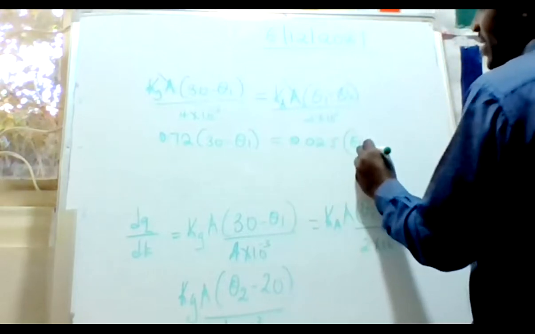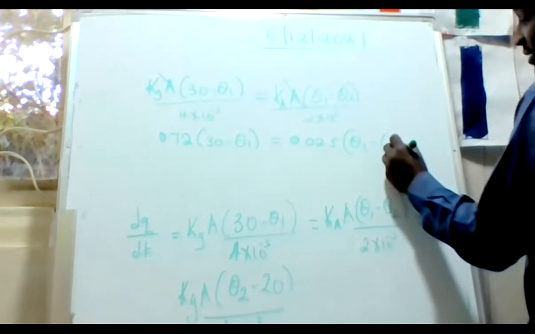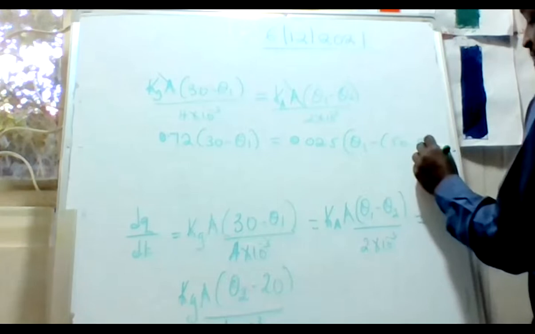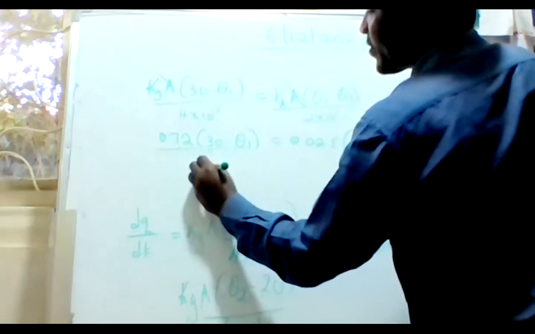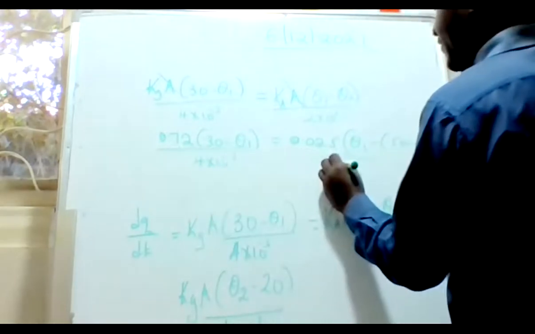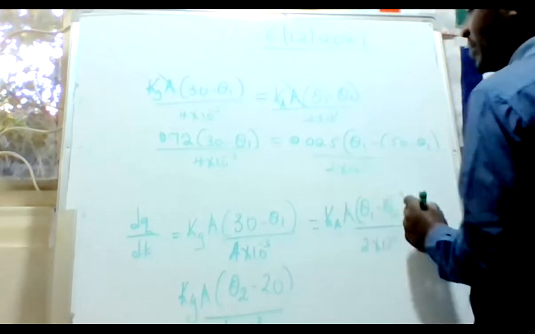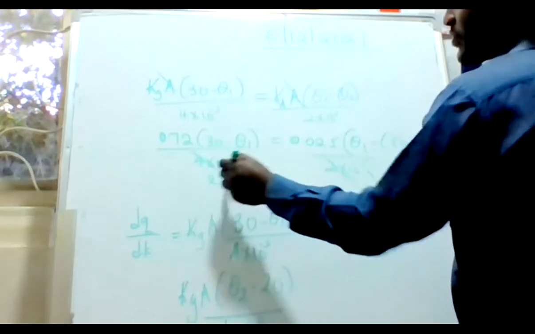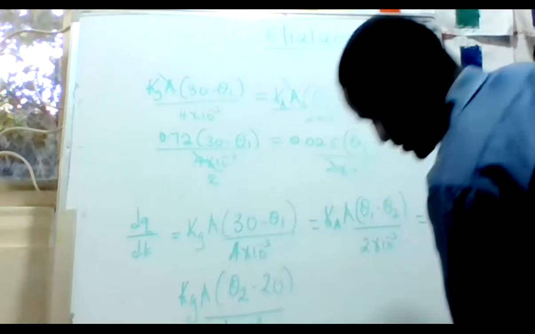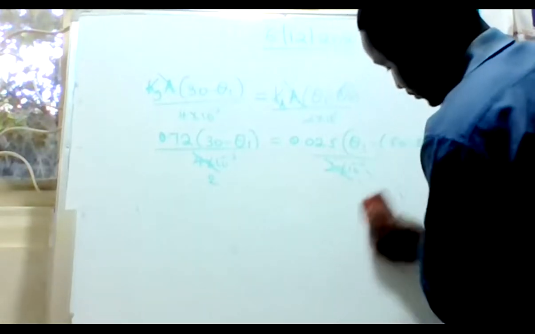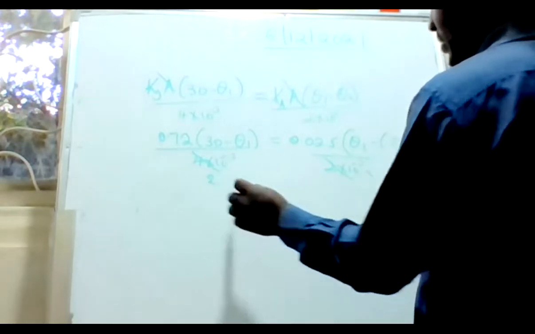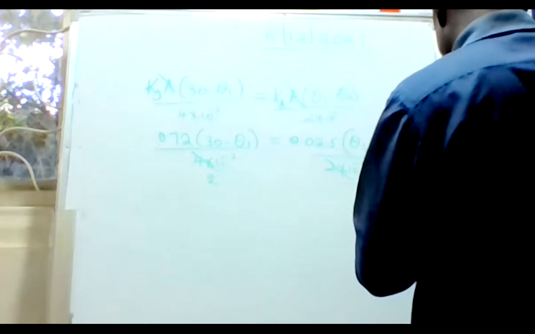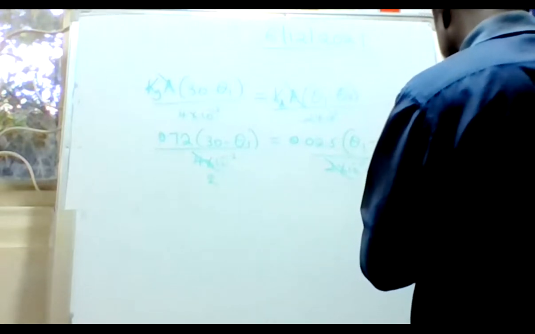0.025 into (theta 1 minus theta 2), where theta 2 is 50 minus theta 1. And here we divide by 4 times 10 to the power negative 3 and by 2 times 10 to the power negative 3. This one goes here once, it goes here 2 times, so you can simplify that by that. Moving this equation here, now I multiply this to this side, okay? That I have now 0.72 times 30.